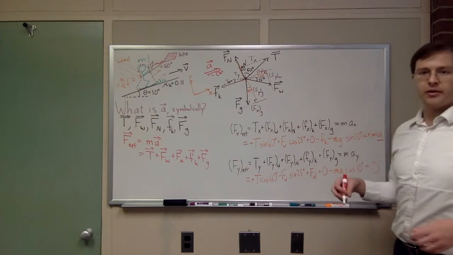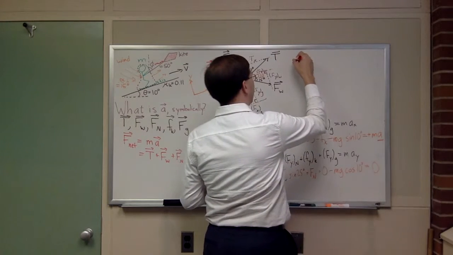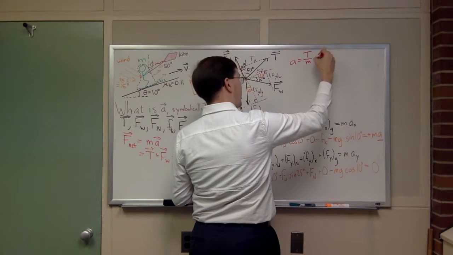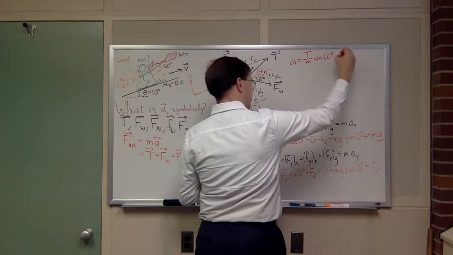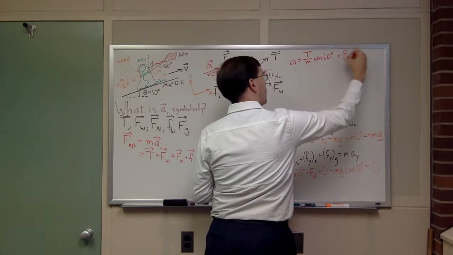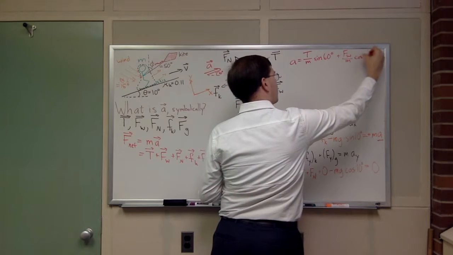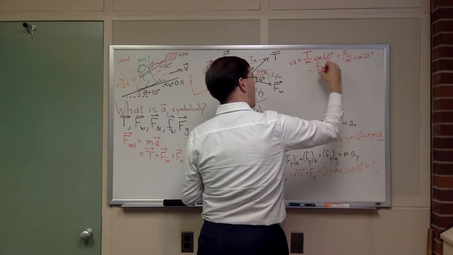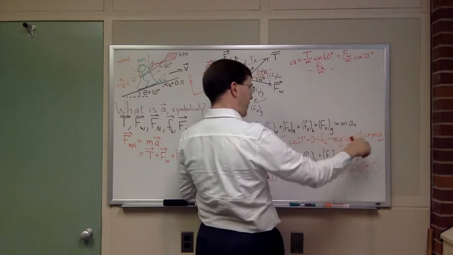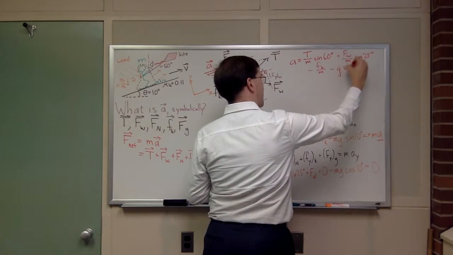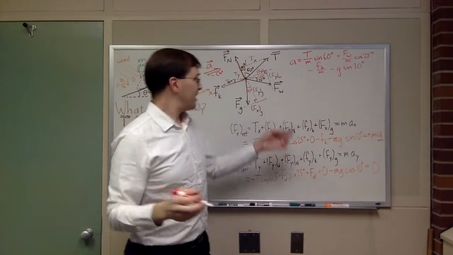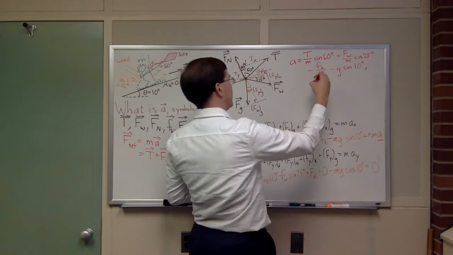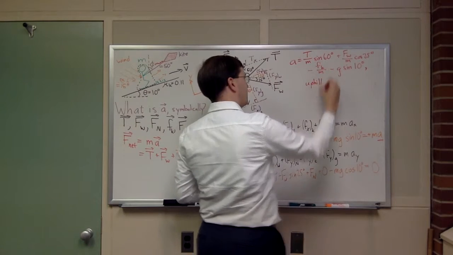Well, I said I'd do it, so I'll do it. My acceleration is equal to, what do I have? T over m sine of 60 degrees plus the wind force over m times the cosine of 25 degrees minus the kinetic friction force over m minus g sine of 10 degrees. That is my acceleration magnitude, and the direction is uphill. And that's what I come up with.